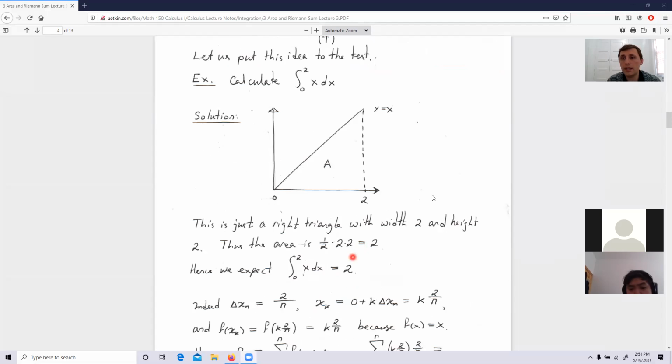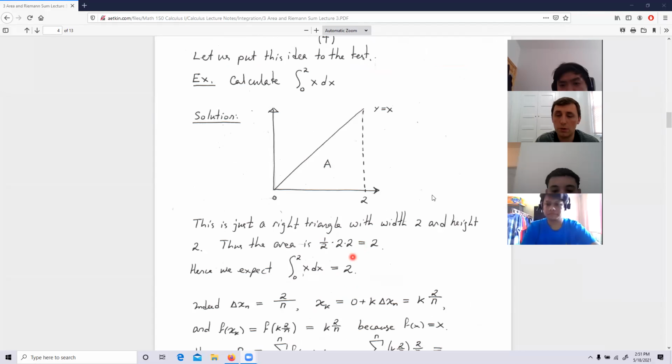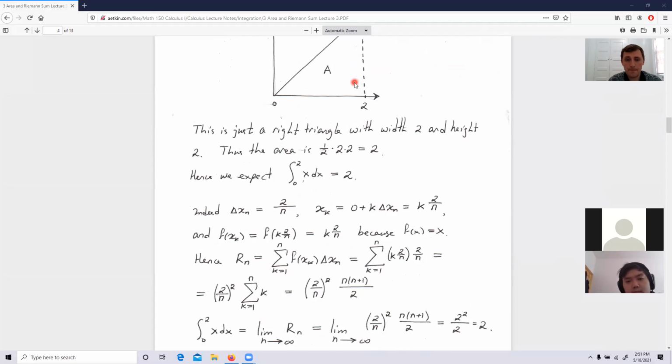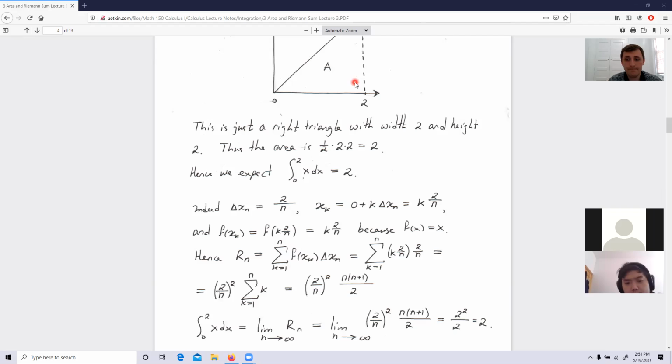Let's see with calculus that the answer will be 2, just to convince ourselves that this procedure should work. Are you ready? Here we go, guys.